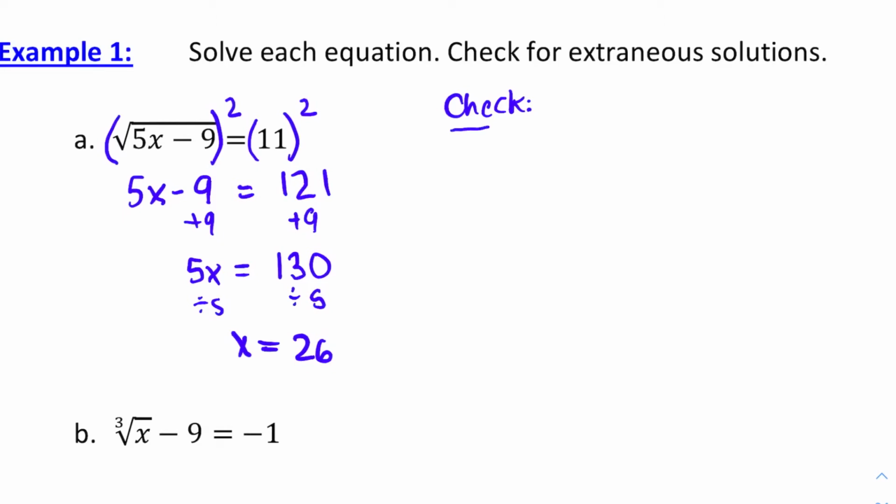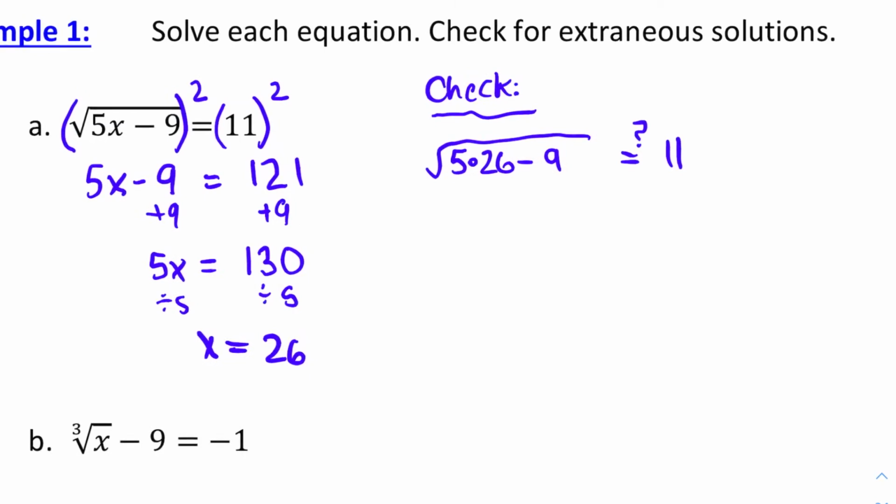So if you plug that back into your original and check it, so before you squared both sides, back into the one that has the radicals in it, you're going to have 5 times 26 minus 9, and we're trying to see if when you take the square root of that, you get 11 or not. Well, if you actually go through and do it, that gives you 130 minus 9 inside your radical, which is square root of 121. That is positive 11. Looks good.